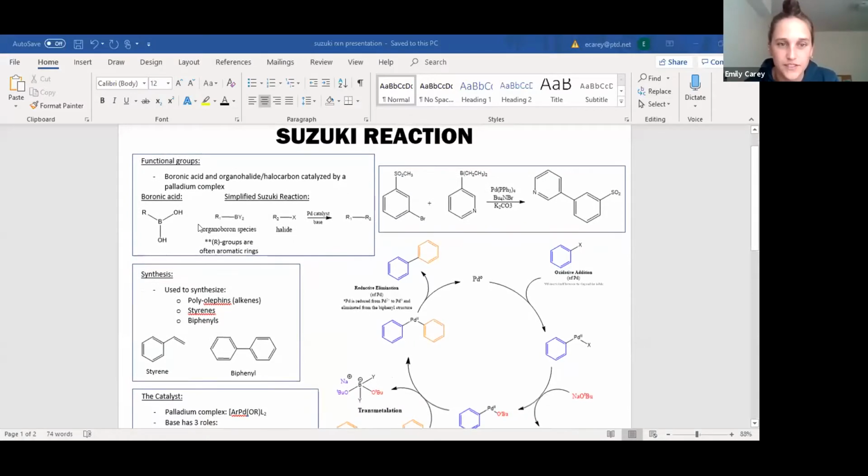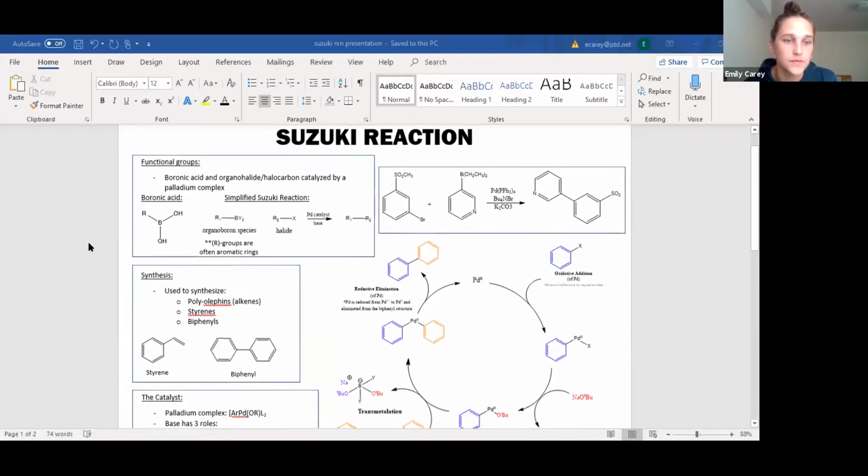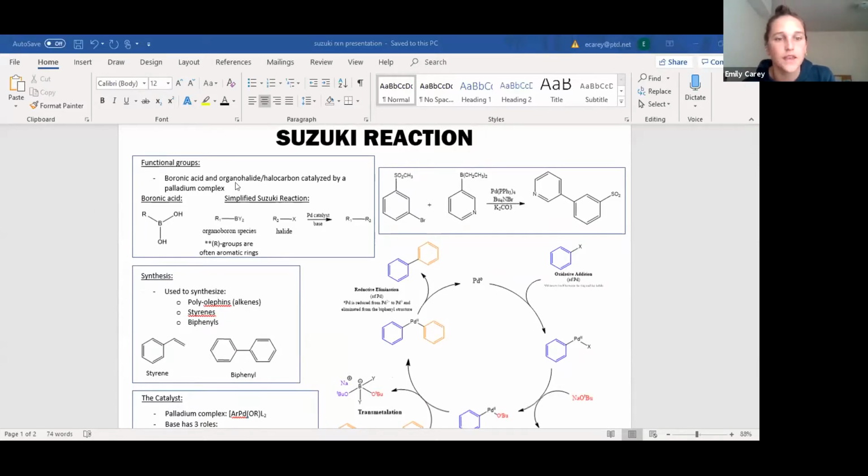Right. So this is what I collabed for the Suzuki reaction. The functional groups that make it up are a boronic acid with an R group on it, and an organohalide, which is also called a halocarbon, and it's catalyzed by a palladium complex, like the Heck reaction. This is just a simplified Suzuki reaction, and oftentimes the R groups are aromatic rings. This is just an example synthesis used in real life of how the Suzuki reaction is used.